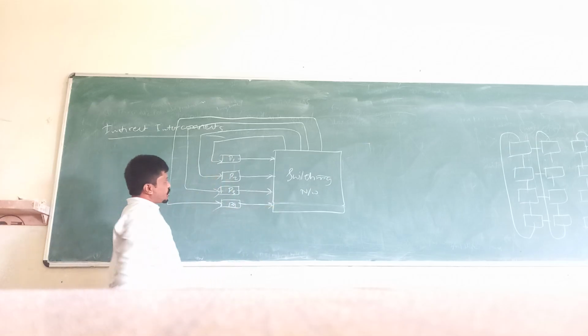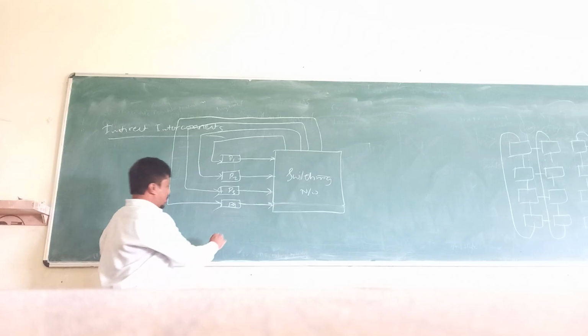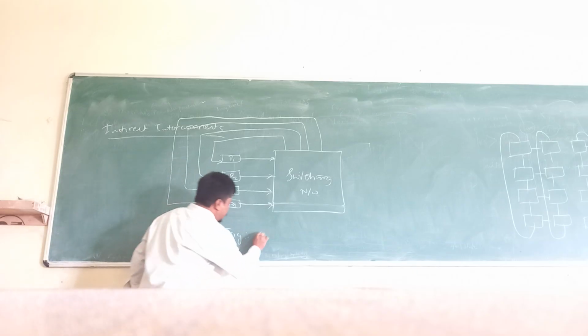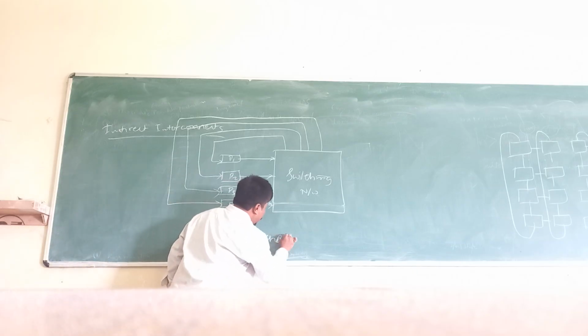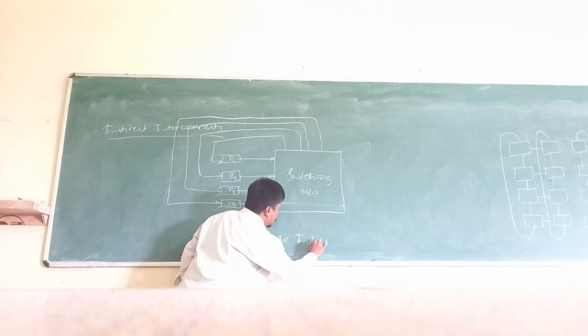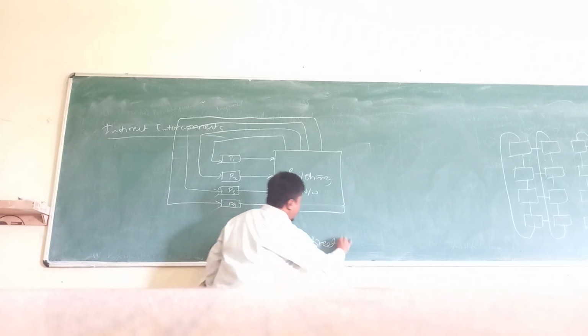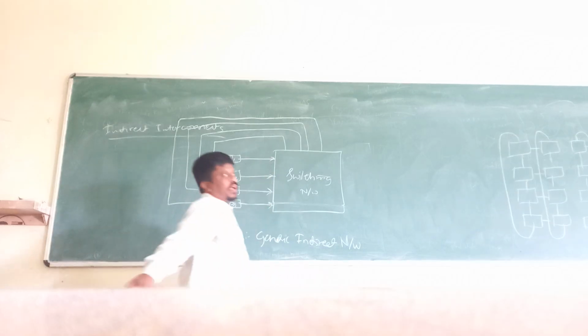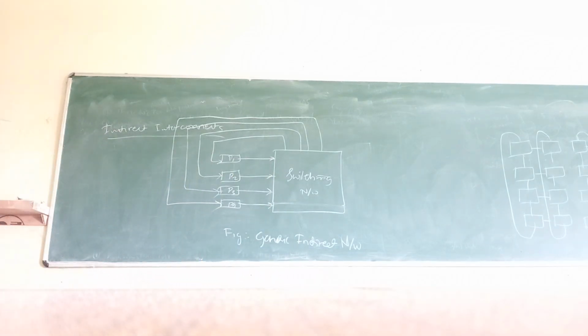This is what you call the generic indirect network. In the generic indirect network you have only one switch network. Thereafter I will be connecting one processor to another processor with the help of links. Each processor will have two links: one is the incoming link, another one is the outgoing link.